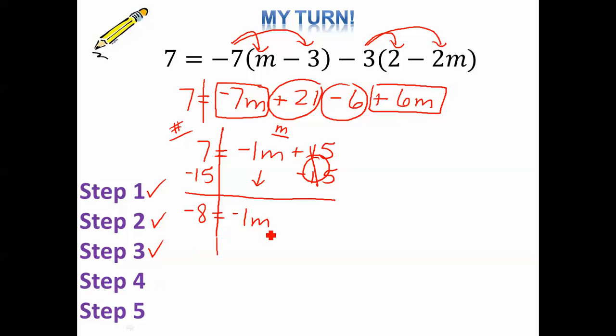Step 4 is to divide by the number next to the variable. It's a negative 1. So we are going to divide both sides by negative 1. These cancel, and we're left with m equals negative 8 divided by negative 1 is a positive 8. So step 4 is done. We don't have any squared variables, so step 5 is done. It's not necessary. Alright, so this walks you through all the steps.